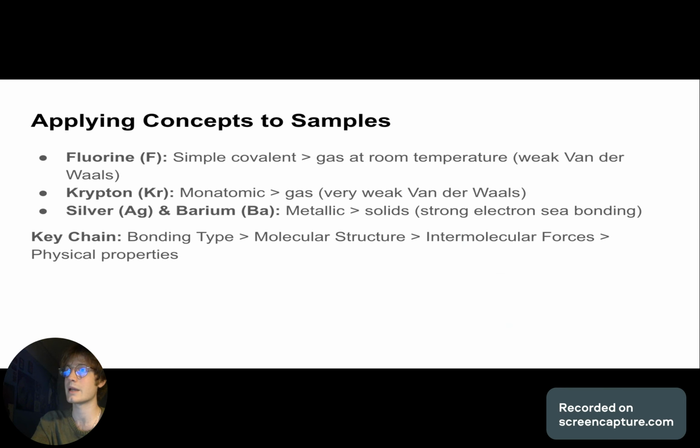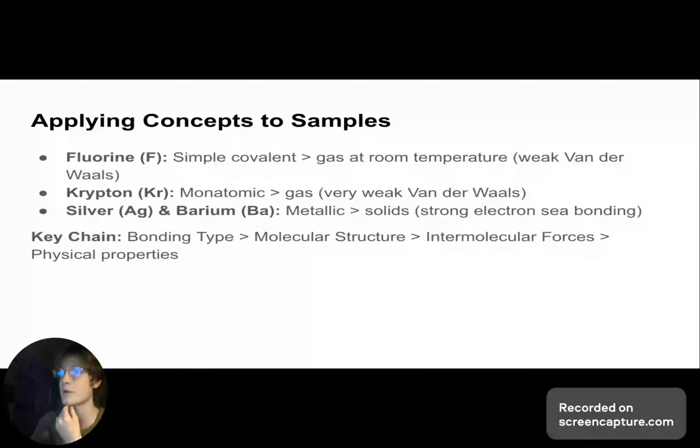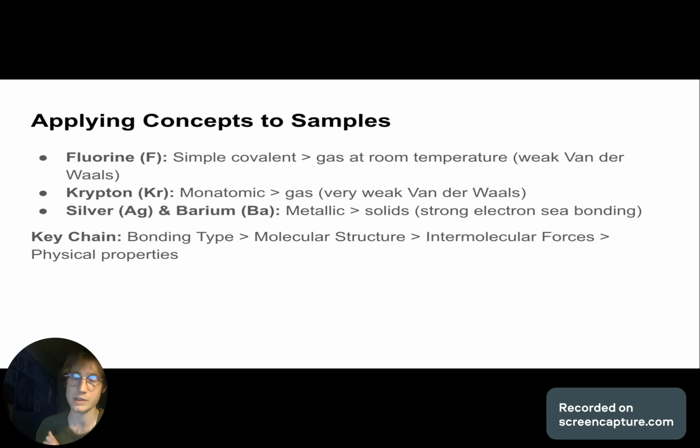So let's apply everything we've learned to the samples. First, fluorine gas is a simple covalent molecule with weak van der Waals forces between molecules, and that's why it's a gas at room temperature. The molecules don't stick together well enough for it to form as a liquid or a solid. Then there's krypton, which is even more simple as it's a noble gas, meaning its atoms don't form molecules at all. Single krypton atoms have very weak van der Waals attraction.